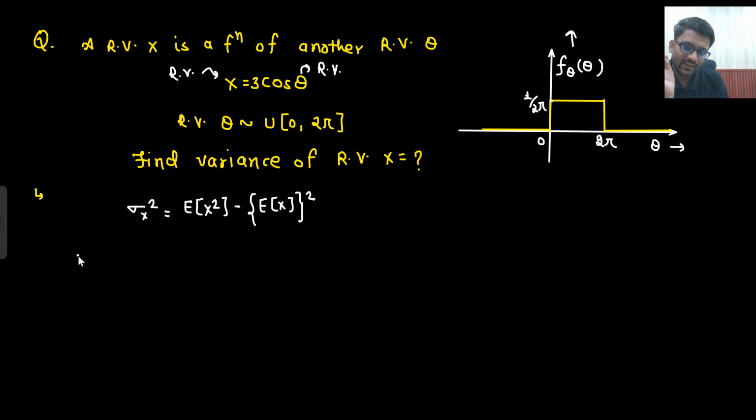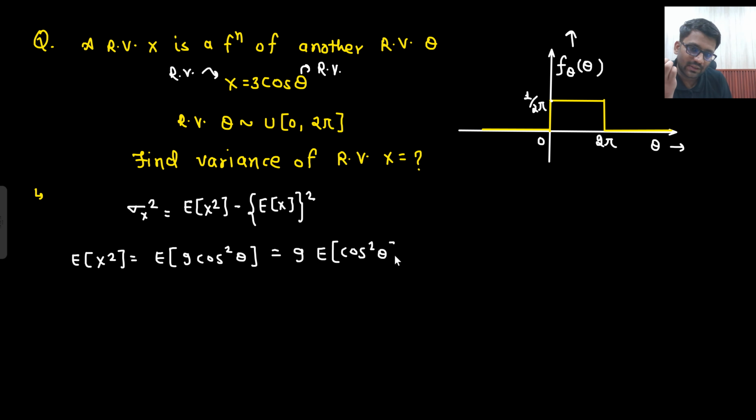First, let's try finding expectation of x square. There is a relation between x and theta. So x square would be equal to 9 cos square theta. So 9 should be outside, E into cos square theta. Say yes or no, is that okay for you? I am finding expectation of x square, but I do not have the PDF of x. So what do I need to do?